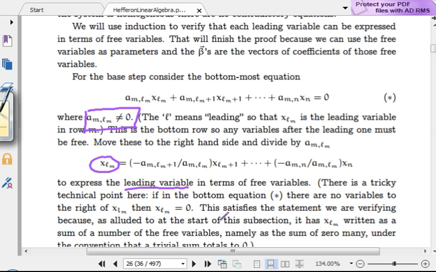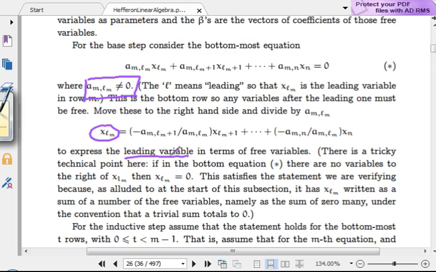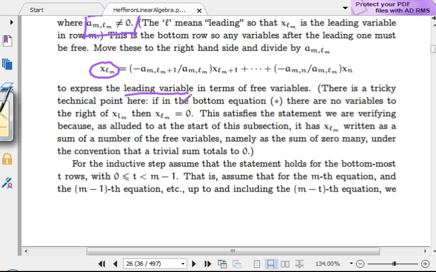Okay. You can read this technical point. I think you have to be a little bit careful when everything is 0, but that's not a big issue. All right. Now, we've finished with the base step. We've shown that with the last equation, we can write the leading variable in terms of free variables. Now, let's go with the inductive step.